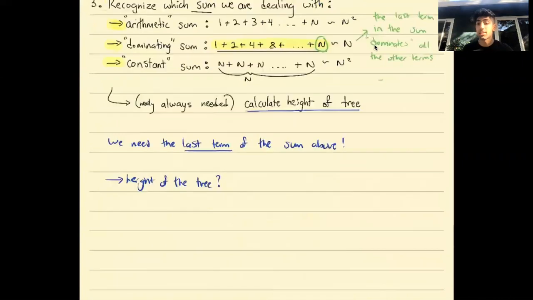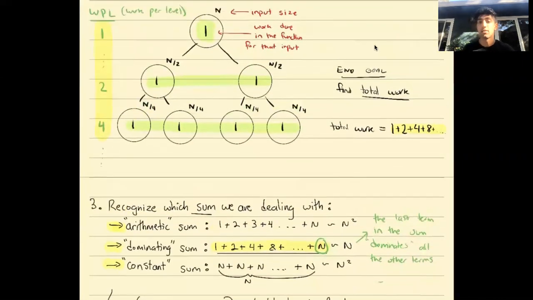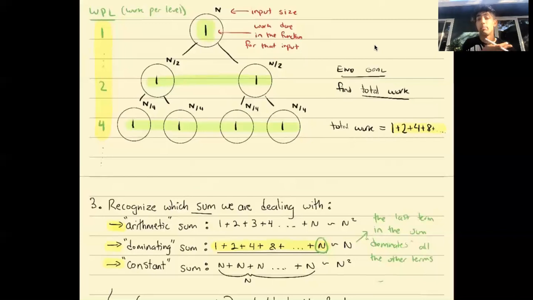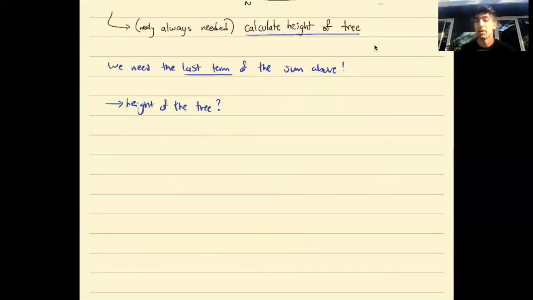Because to figure out the last term in the sum, we need to figure out how many nodes are at the bottom layer of the tree, right? Because that's in essence what we're doing here. So to figure out the height of the tree, there's a couple ways that we can approach it.